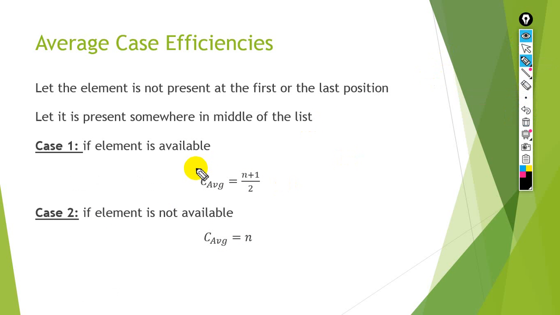Look at this, so this is the equation for the average case. Here n is the number of items, and n plus 1 divided by 2 tells us which position the item is present at when we search.